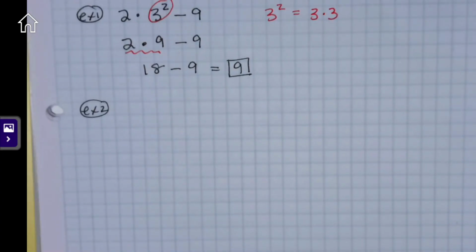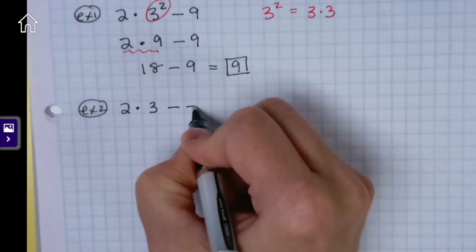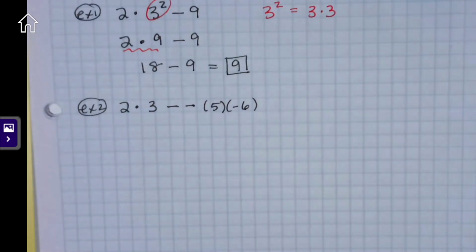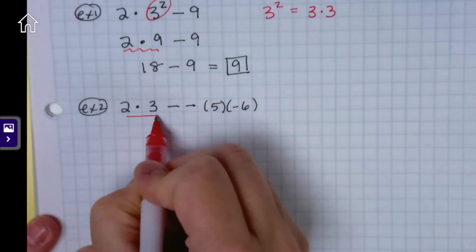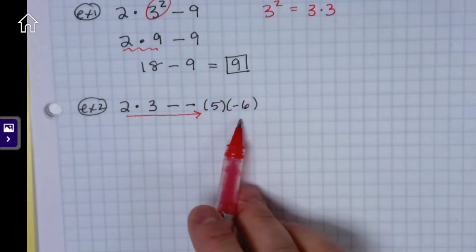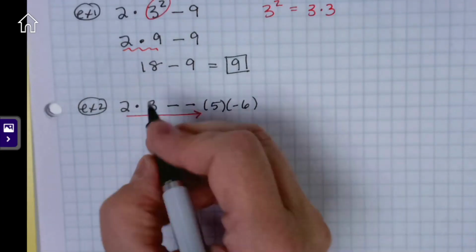All right, let's do another example. This one tricks people. 2 times 3 minus a negative 5 times a negative 6. The trick to this one is remembering that when you multiply divide, it is actually left to right. So you're going to start at the left and work your way to the right. The parentheses, there's nothing inside them to do, so you're not going to start with those parentheses because the insides are already simplified. So going left to right, 2 times 3 is 6.